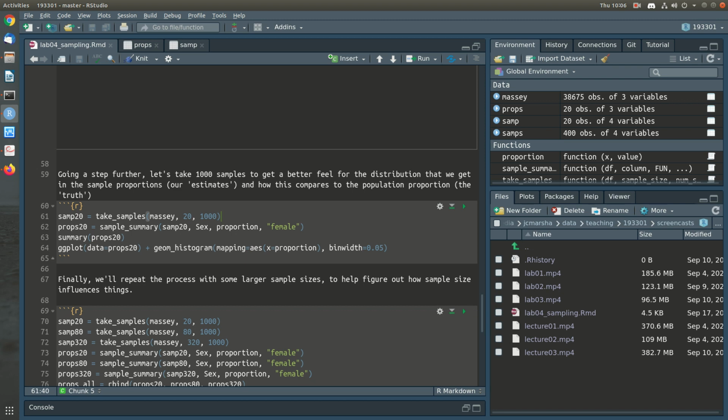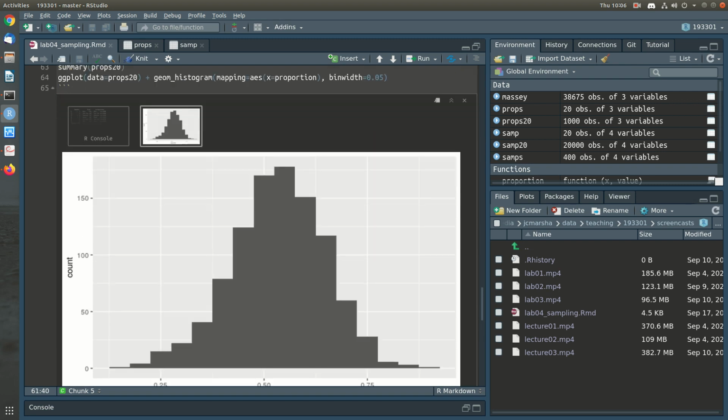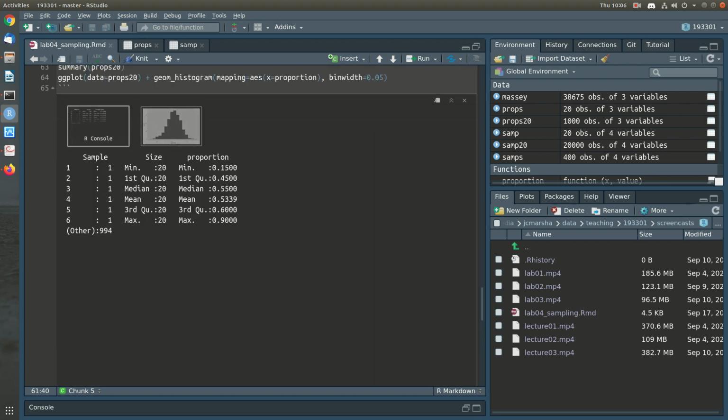And then we're going to summarize the proportion using the summary so that we can get the mean, the minimum, and the maximum, and so on. And we're also going to summarize it in a histogram. Okay, so here's the summary. So the smallest proportion in our samples of size 20, we took 1,000 of them, was 15%, which would have been just 3 out of 20 females in our sample. And the highest proportion was 90%, which is 18 out of 20.